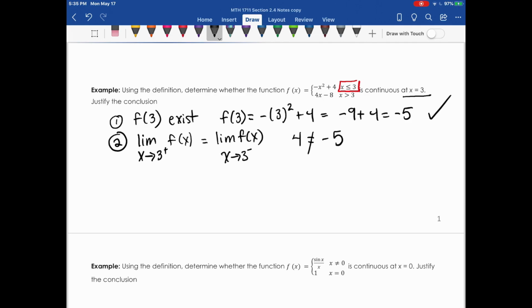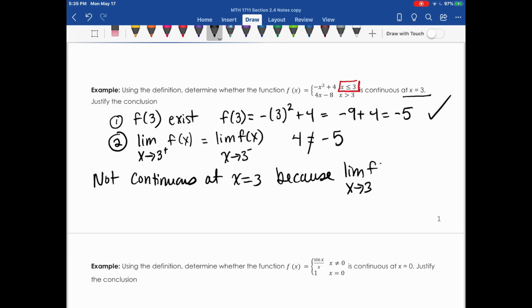So the two-sided limit doesn't exist. So we would say that this is not continuous at x equals 3 because the limit as x approaches 3 of the function does not exist. It's the two-sided limit. The one-sided limits exist, but the two-sided doesn't.